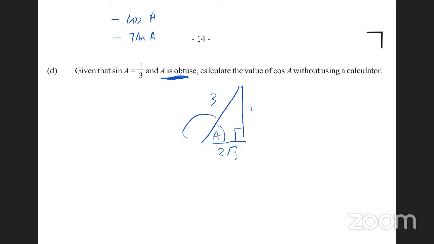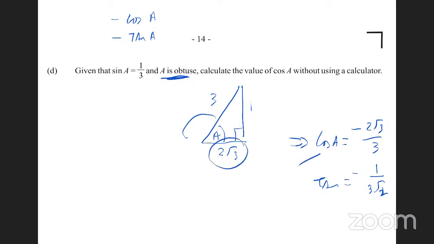A is obtuse. So what does that mean? It means that cosine A will be minus adjacent over hypotenuse, and tan will be minus opposite over adjacent. That's basically how you work it out. Sign is really important. So just work out what the adjacent is and allocate the appropriate sign, and you're good to go.